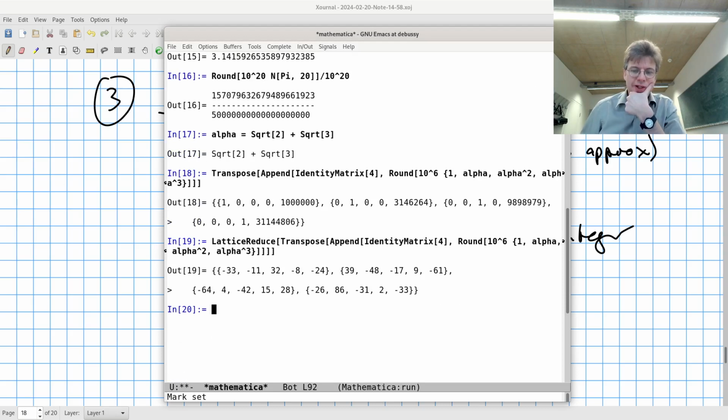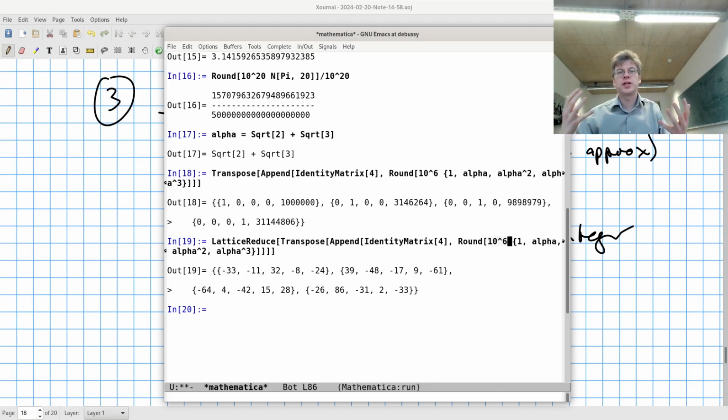How do you see that we get nothing? It's because the vectors are roughly of the same size, and what I'm hoping for is to get an output in which the first vector is significantly shorter than the other vectors, or maybe the first few vectors are significantly shorter than the other ones. Here all of them are somehow short, and that's because I've entered here 6 digits of accuracy only for all the powers, but this accuracy is distributed over more coefficients.